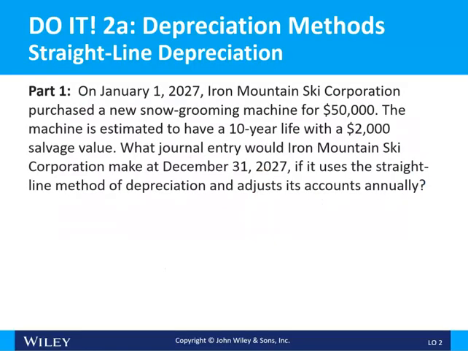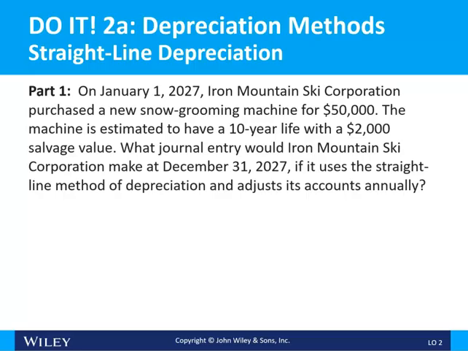Let's go through another example. Iron Mountain Ski Corporation purchased a new snow grooming machine for $50,000. The machine is estimated to have a 10-year life with a $2,000 salvage value. What journal entry would Iron Mountain Ski Corporation make at December 31st, 2027 if it uses the straight line method of depreciation and adjusts its accounts annually?